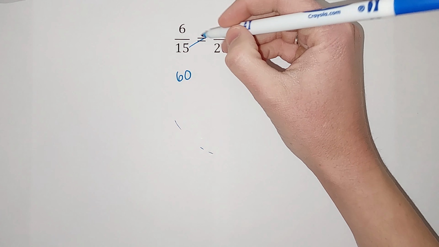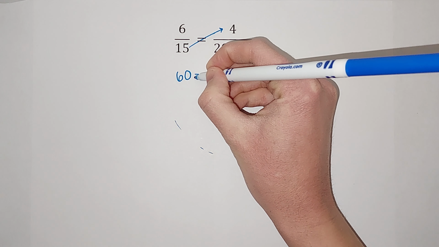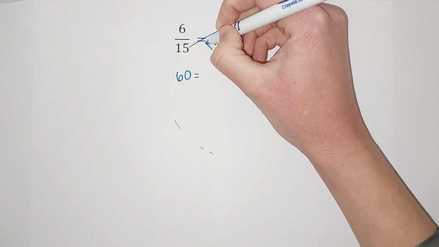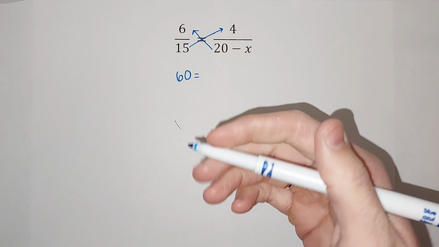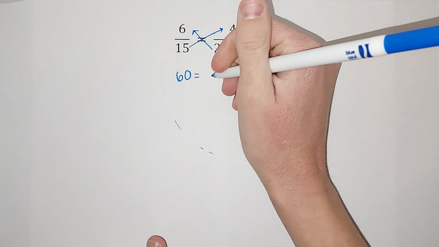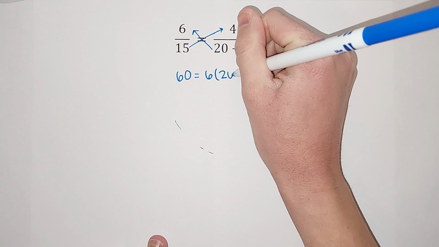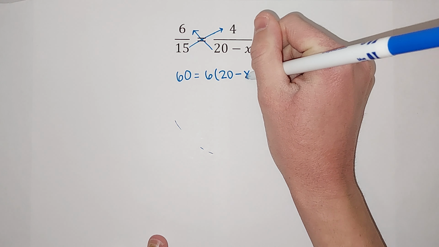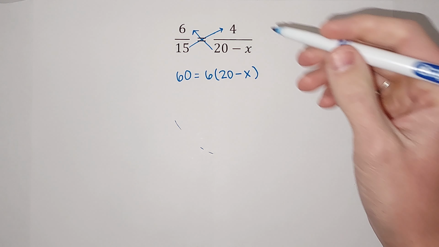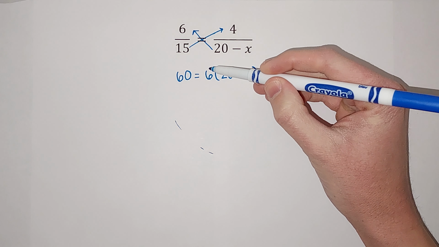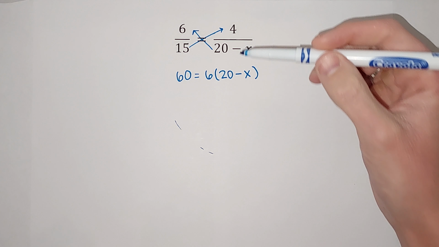All right, we're going to do the same thing on the other side. This 60 is going to be equal to 20 minus x times 6. This is where we need to take a note here. This is probably the most important part, or the easiest place to mess up, is we make sure that this 6 is being multiplied to the 20 and the negative x. Okay, that's why I put those parentheses there, because the 6 needs to be multiplied by both of them, not just by one of them.